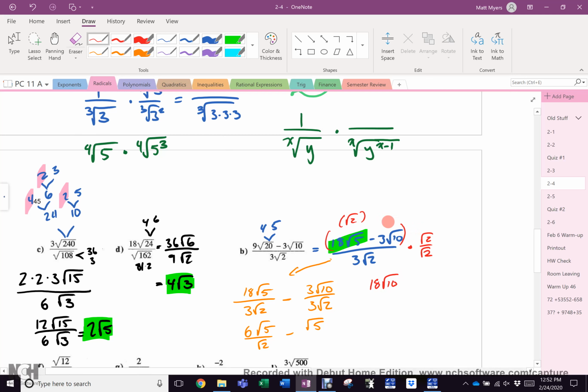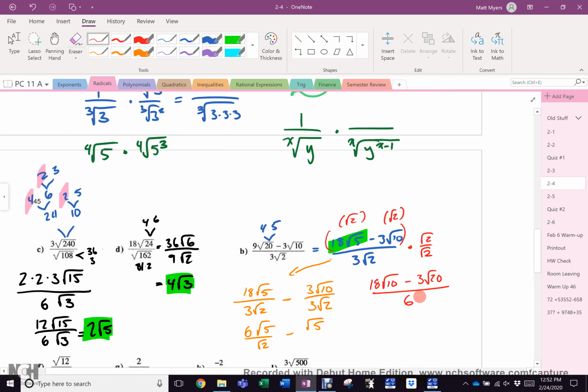What is this one? What is it, Marcos? Negative 3 root 20 over what? 6.